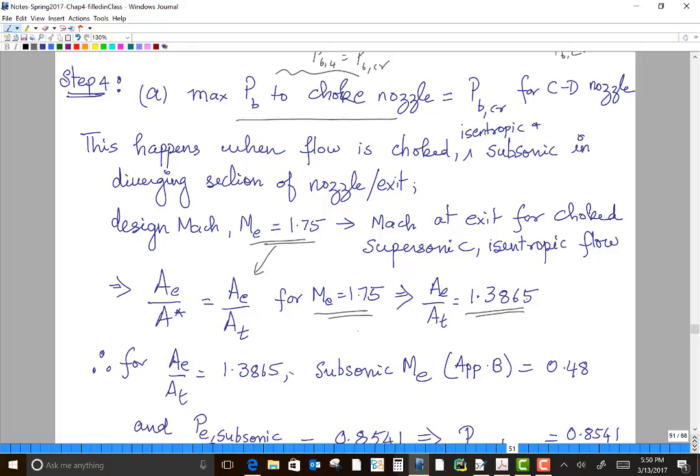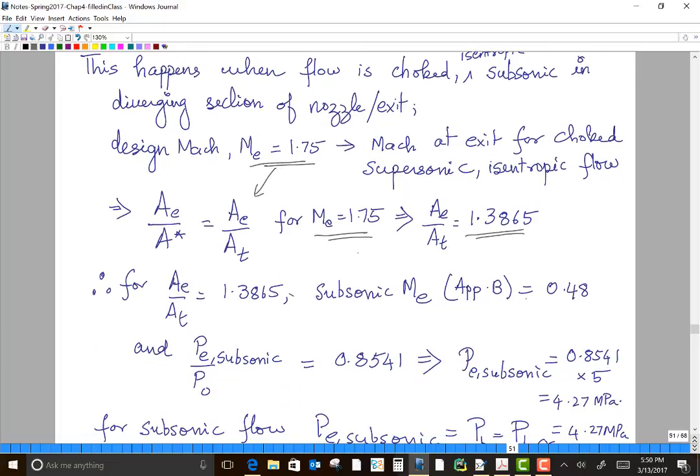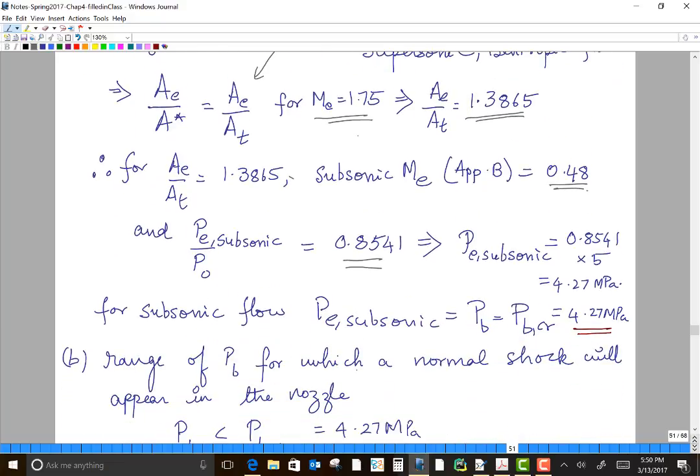So this corresponds to the supersonic case. So you can compute the corresponding subsonic solution for AE by AT is 1.3865, and the subsonic value of the exit Mach number is 0.48. And so the PE subsonic by P naught is 0.8541, and my P naught is 5 megapascal. So I can get my PE subsonic as 4.27 megapascal, which is also my PB4 or PB critical. So it's 4.27 megapascal.